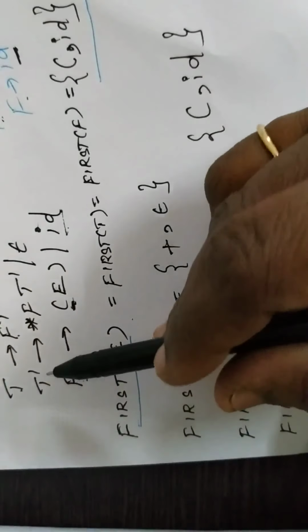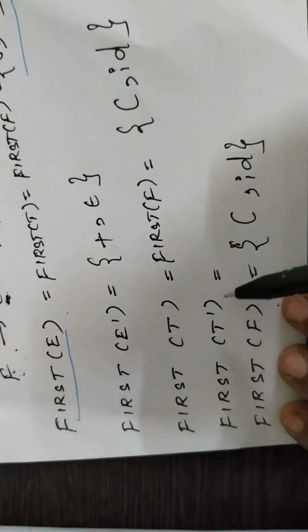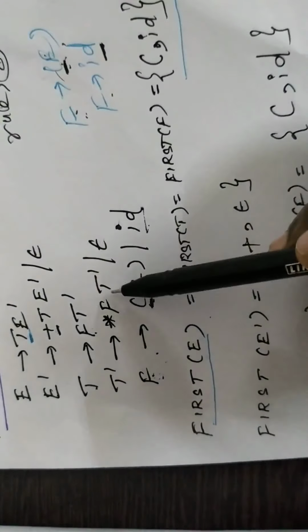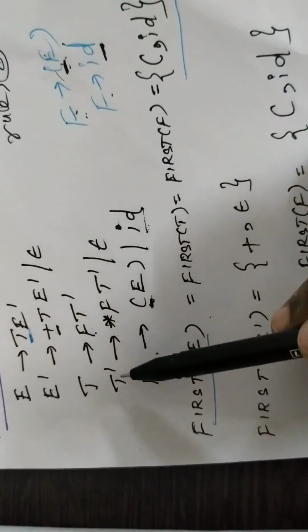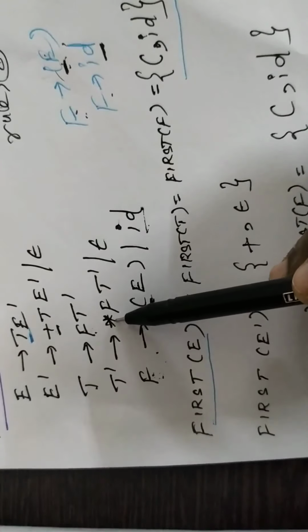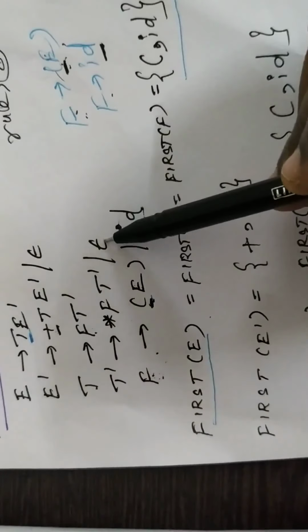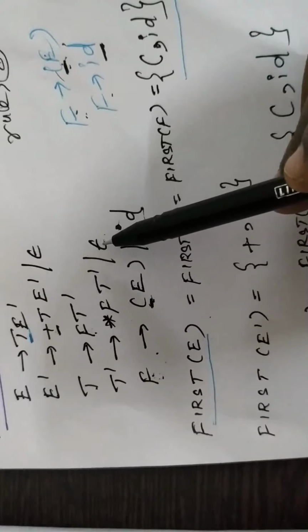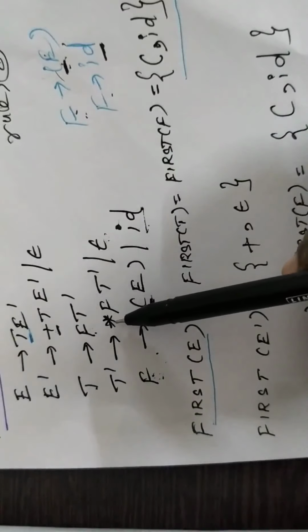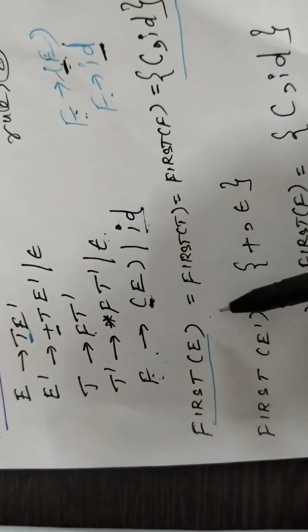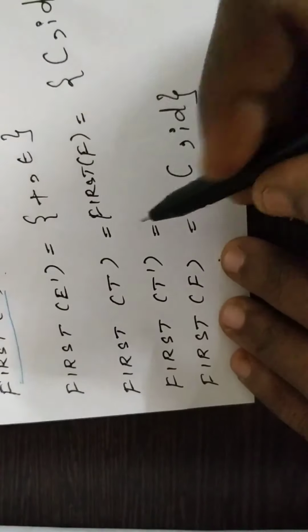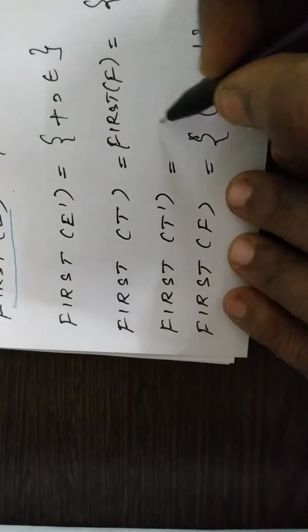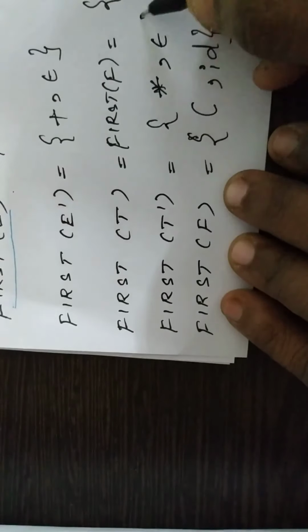Then come to first of T dash. What is first of T dash? The first of T dash is, see the productions. T dash has two productions. One is star F T dash and the other is T dash goes to epsilon. So the first symbol is a star, which is a terminal, so we can directly add it. And one more is epsilon. According to rule 2, X tends to epsilon means we have to include epsilon. So the first symbol is a terminal, so we include it directly, as well as epsilon. So the first of T dash is star as well as epsilon.